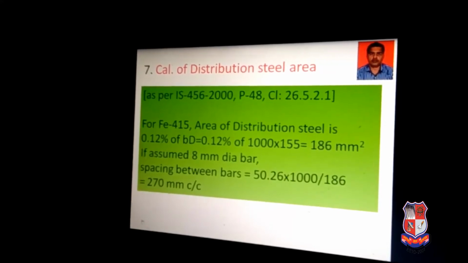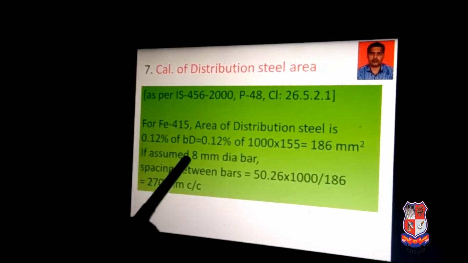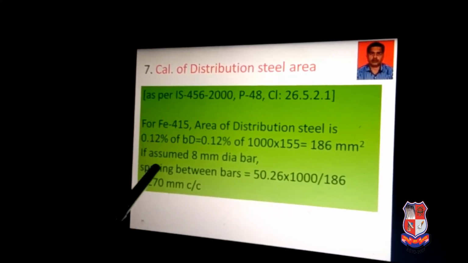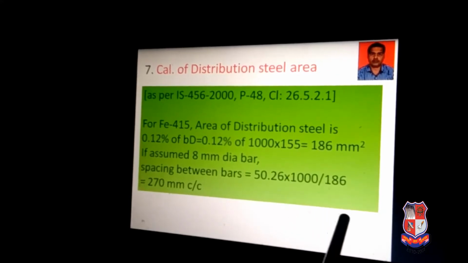Now for distribution steel as per IS 456-2000 page 48 clause 26.5.2.1. For Fe415 steel grade, the area of distribution steel is 0.12 percent of B into capital D, that is 0.12 percent of 1000 into 155, and this comes 186 millimeters square. If assumed 8 mm dia bar for distribution steel, the spacing between bars would be, one bar's area 50.26 into 1000 divided by 186, and this comes 270 millimeters center to center.